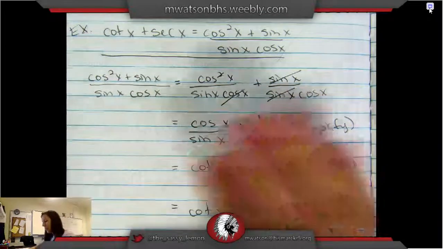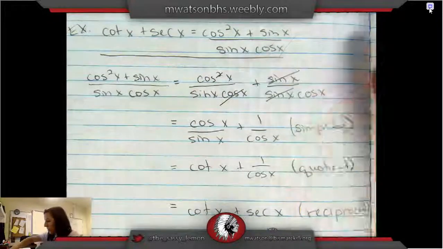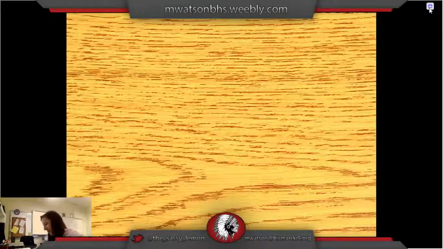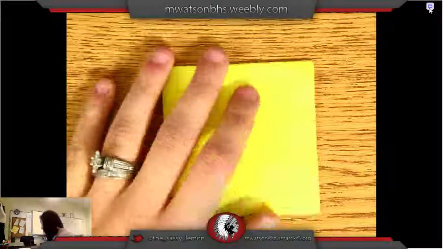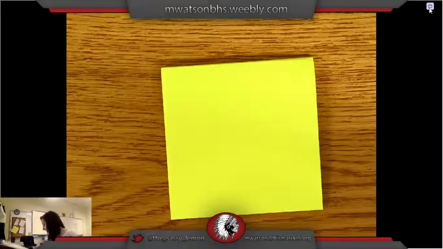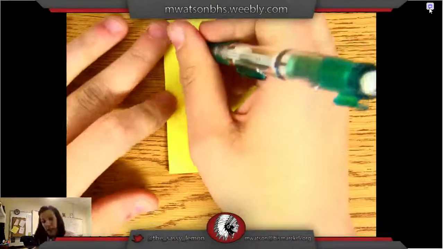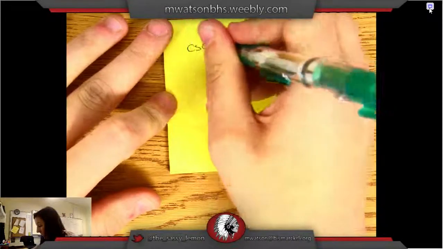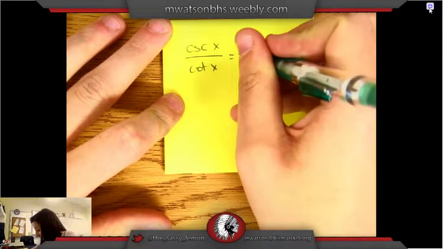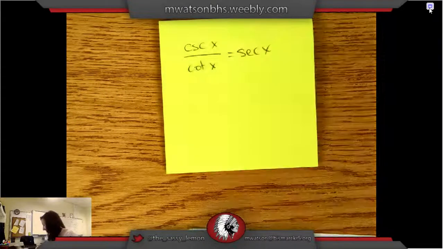Okay, so now let's do some practice problems. I want you guys to do these in your warm-ups, and I'm going to write them on a little post-it for y'all. Okay, here we go. So your warm-up from the first section is going to be prove that cosecant of x over cotangent of x is equal to secant of x. So that's your first proof I want you to do in your warm-up.